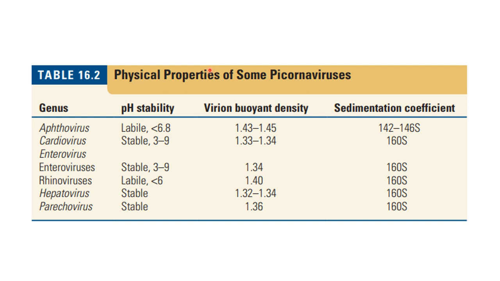In contrast, rhinoviruses and aphthoviruses are labile at pH values of less than 6. Differences in pH stability influence the site of replication of the virus. For example, rhinoviruses and aphthoviruses replicate in the respiratory tract and are not acid stable. Because they are acid labile, they cannot replicate in the intestinal tract.